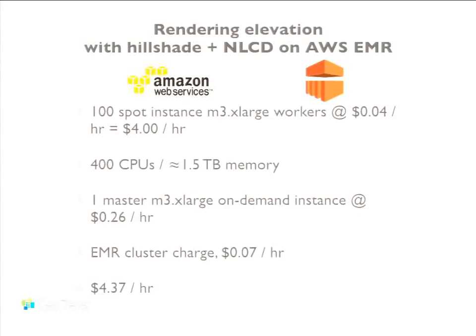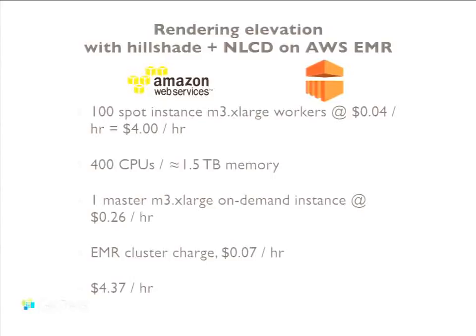All right, this is something I did recently, just to throw some numbers up on the board. I rendered elevation with hillshade and also combined it with NLCD to render rivers. I was using 100 spot instances on M3 extra large. Spot instances are the way to go because they're 4 cents an hour, whereas the one master that I have, an on-demand instance, is 26 cents an hour. So I have about 400 CPUs.